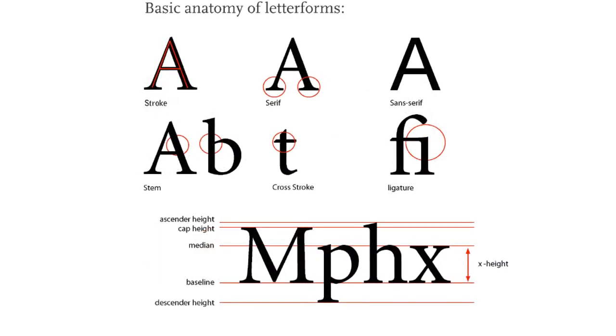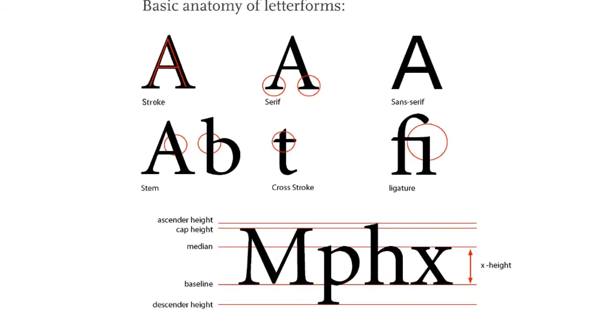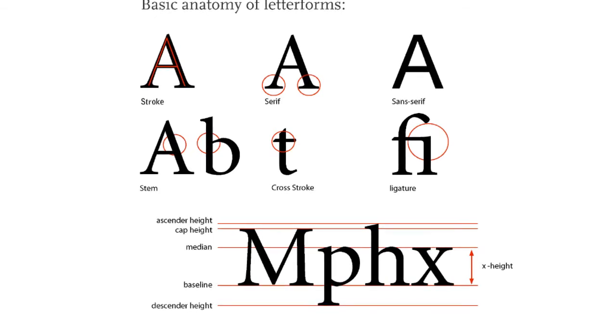In the top left, we have the stroke. So this can be wider or narrower. In the middle, we have a serif. This looks like little feet. On the right, we have a sans serif.